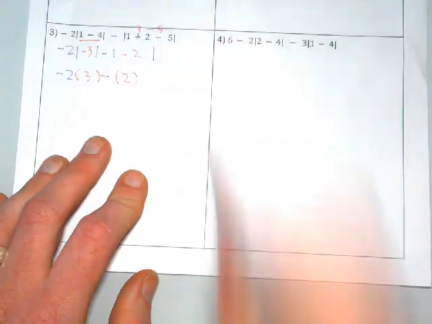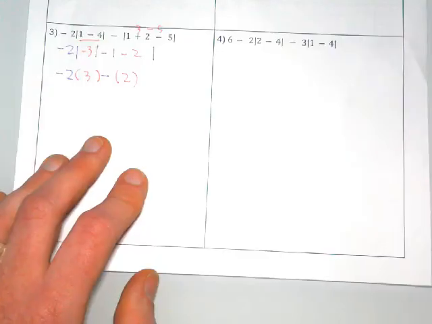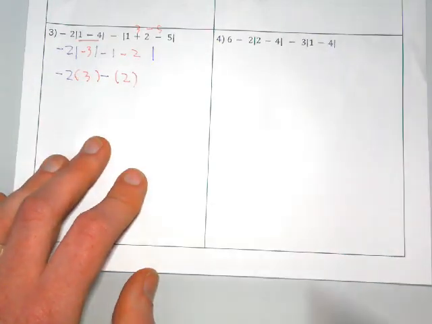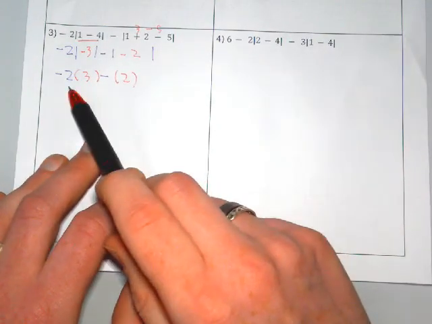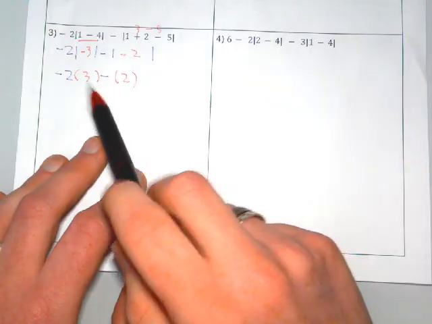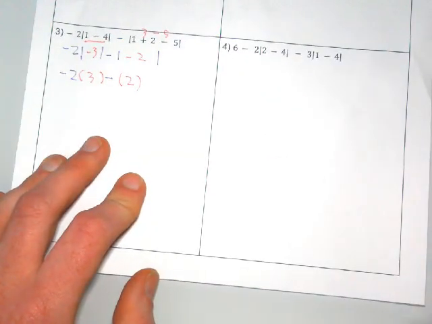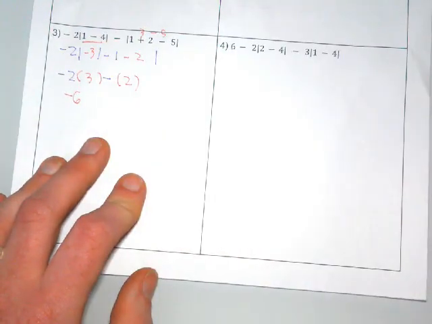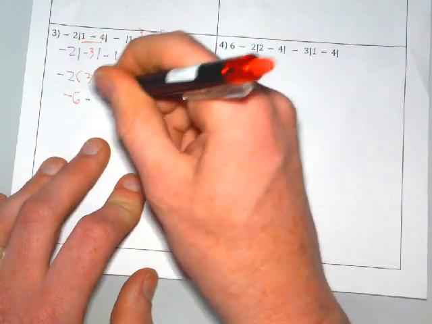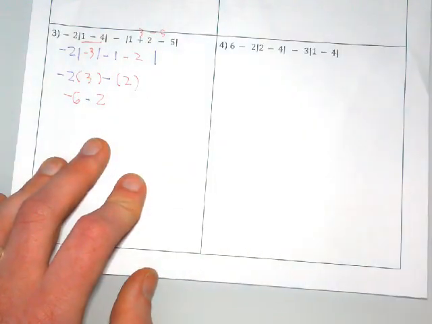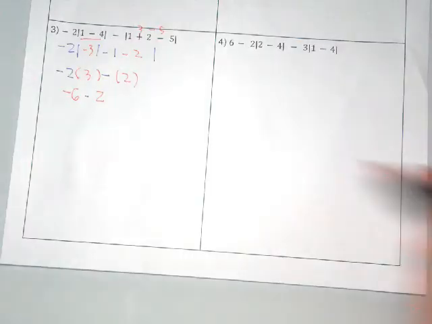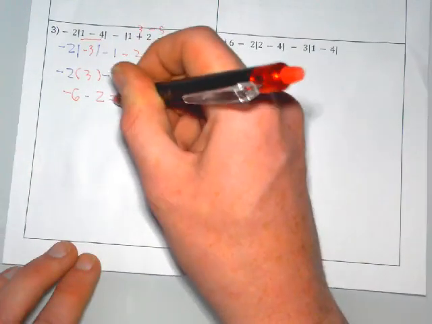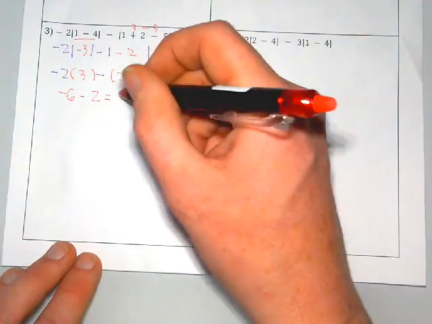So next, we have to do multiplication before we can subtract. So negative 2 outside of the parentheses here is going to multiply the 3 inside of the parentheses. Negative 2 times 3 is a negative 6. We now have negative 6 minus 2. When we subtract from a negative number, we get a bigger negative. So negative 6 minus 2 is going to give you negative 8.